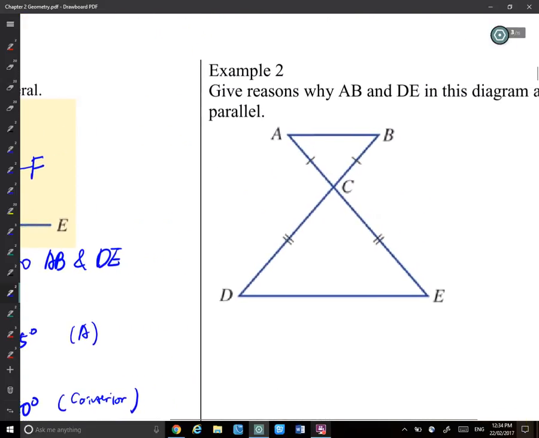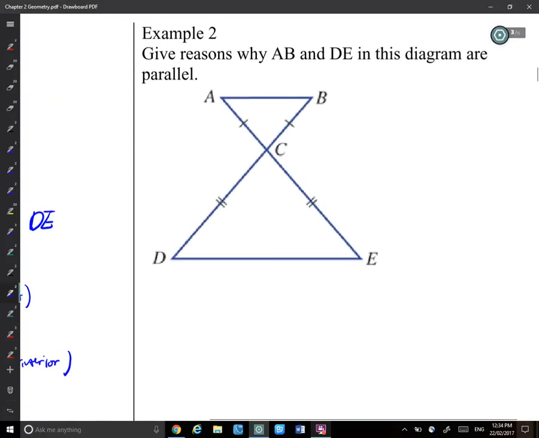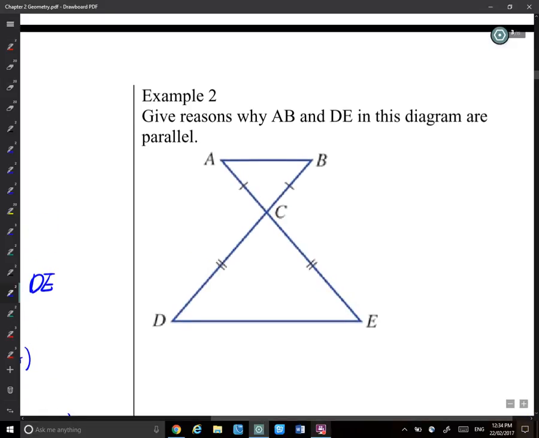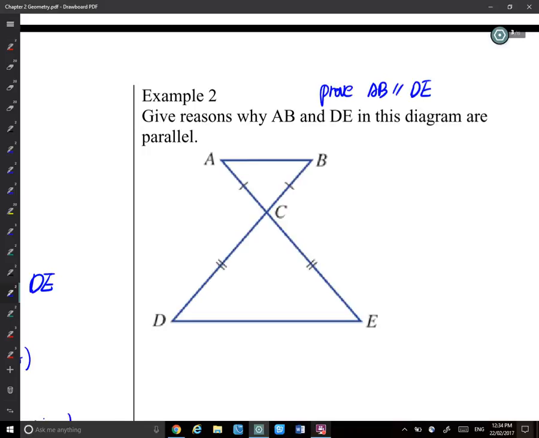Next one. Give a reason why AB and DE in this diagram are parallel. I want to prove AB is parallel to DE. How can we prove two lines are parallel? If I can prove alternate angles are equal, or corresponding angles are equal, or cointerior angles add up to 180 degrees, then I can prove two lines are parallel.